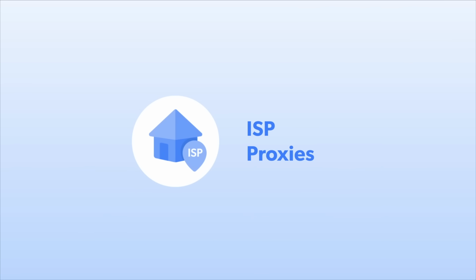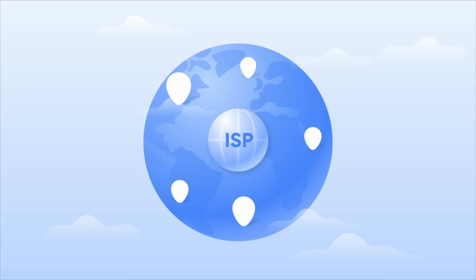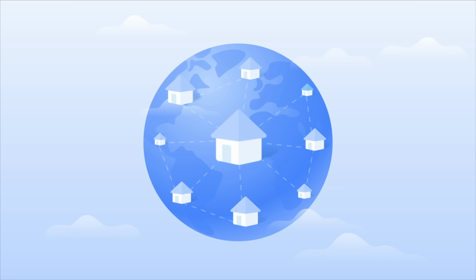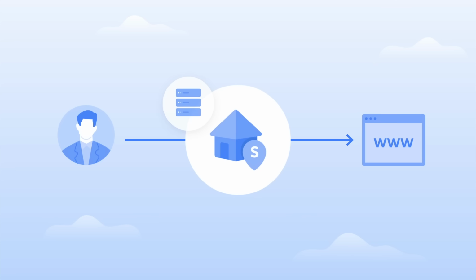ISP proxies. Use real residential IPs in different geolocations and have your requests seen and treated as if they originated from real places of residence. This means that you get all the advantages of using data center IPs, i.e. speed and no IP rotation, while enjoying the benefits of appearing as a real user.